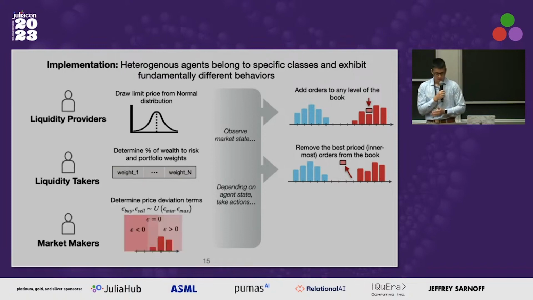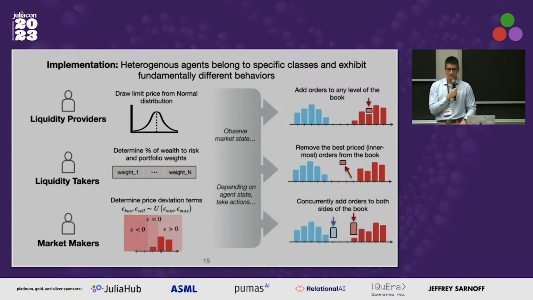A little more specific is the market makers. They're going to determine a random spot within these price levels to submit this limit order and concurrently place them. If they have an inventory, sometimes they'll also hedge. Also, all of this is done randomly.